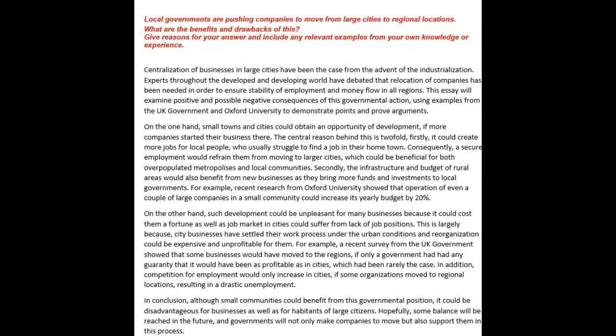You never really tell us why it would be more expensive and unprofitable. I think that would be useful. All right, let's move on.